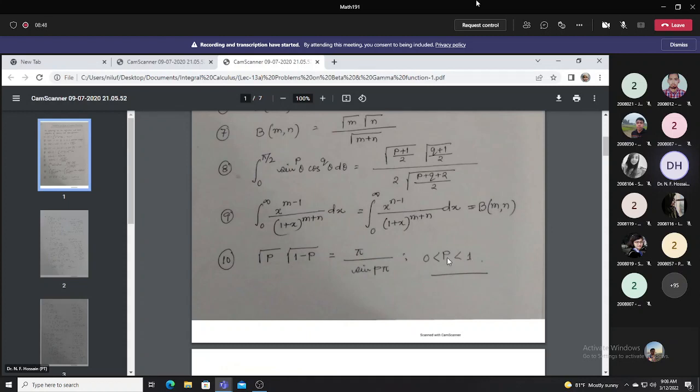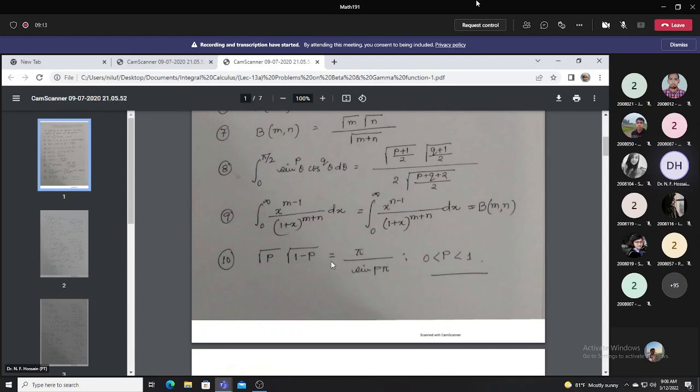It should be a proper fraction, because if p is 0, gamma 0 is infinity. And if p is greater than 1, this expression will be negative, and gamma of a negative number is undefined. So this p must lie between 0 and 1, that means p must be a proper fraction. And this is the result: pi divided by sine of p into pi.